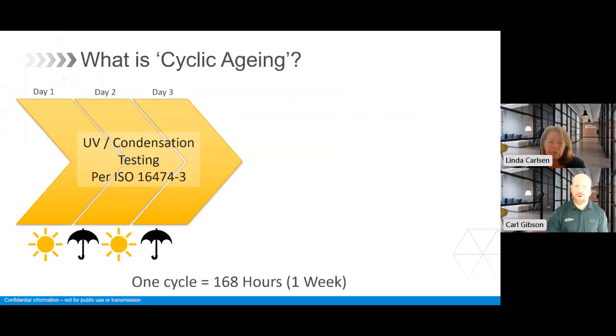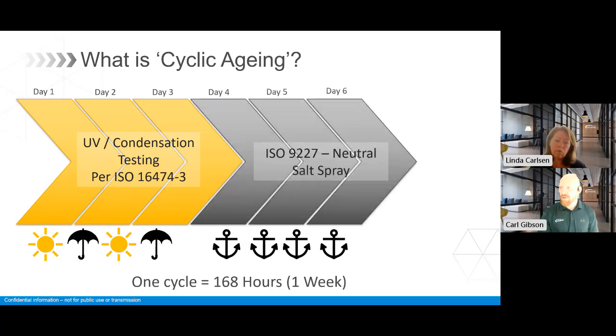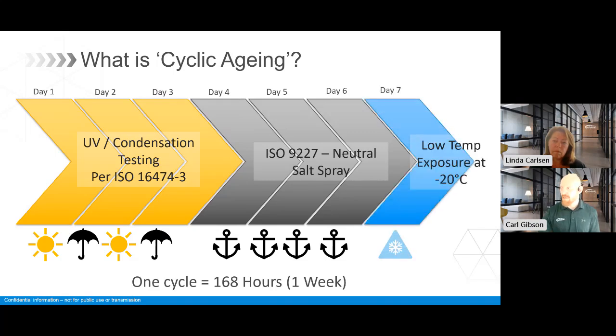And then you might be wondering what is cyclic aging testing. Some people on the call might be relatively new, some might be a lot more experienced in this. Effectively, you have a 7-day cycle. For the first 72 hours, or the first 3 days, you cycle between UV exposure and then condensation testing every 4 hours. It flips between the two. And then for the next 72 hours, the panels go into 9227 neutral salt spray. And then for the 7th day, they go into a freezer at minus 20 degrees C.